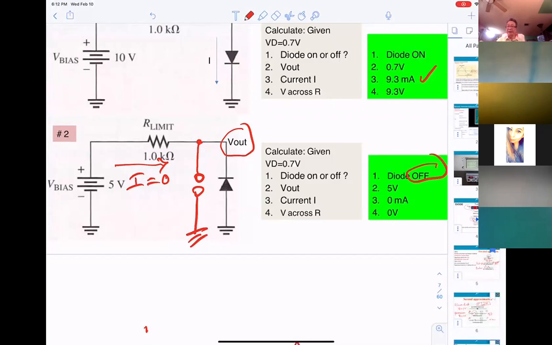And finally, they want to know the voltage here, VR. You understand VR will be I times R. I equals 0, so that tells you VR equals 0. That's why you get 5 volts on this side. They drop nothing. They will still get 5 volts here.